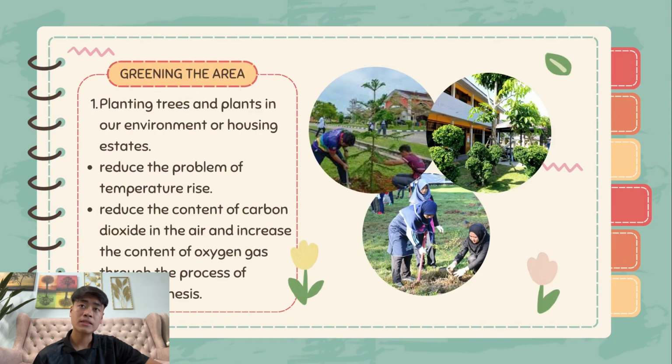So, the last part is greening the area. Planting trees and plants in our environment or housing estates. This way can reduce the problem of temperature rise, and also can reduce the content of carbon dioxide in the air and increase the content of oxygen gas through the process of photosynthesis.